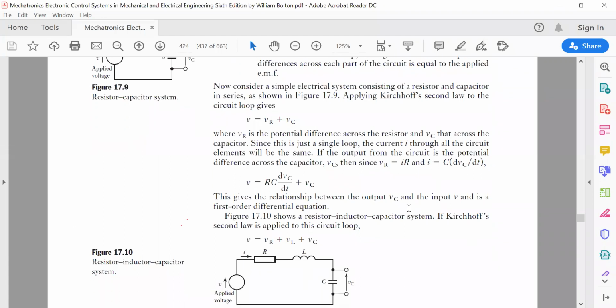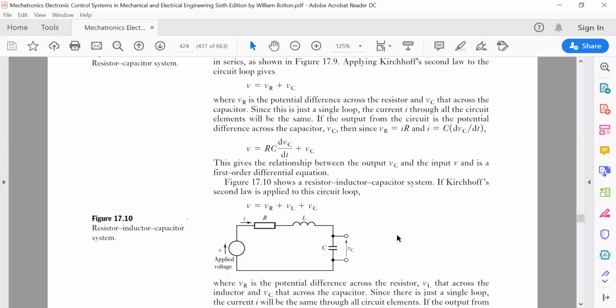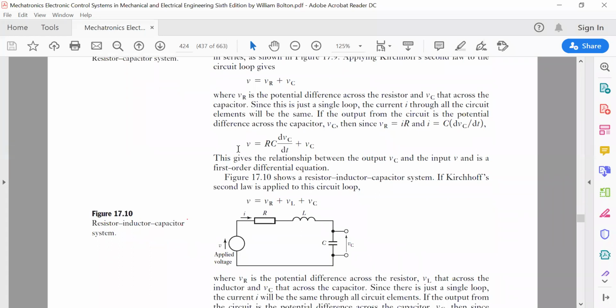This gives the relationship between the output VC and input V and is a first order differential equation. You must be able to understand, because VR is equal to IR and we have replaced I with the formula C dVC by dt, which we have derived earlier. We have replaced this formula over here, and this is the total voltage available. This is a first order differential equation.